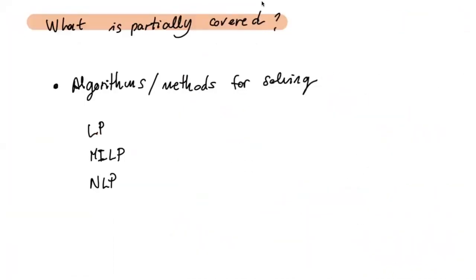What is partially covered, and I say partially because I'm not going to give you any proofs, any exercises, or quite a lot of details on the algorithms and methods for solving, is the following. I will introduce you to how to solve linear programming problems, so basically optimization models that are linear, mixed-integer linear programming, so linear optimization problems where we have integer variables, for example 0, 1, or any integer number, and nonlinear programming. So we are going to cover these three things.